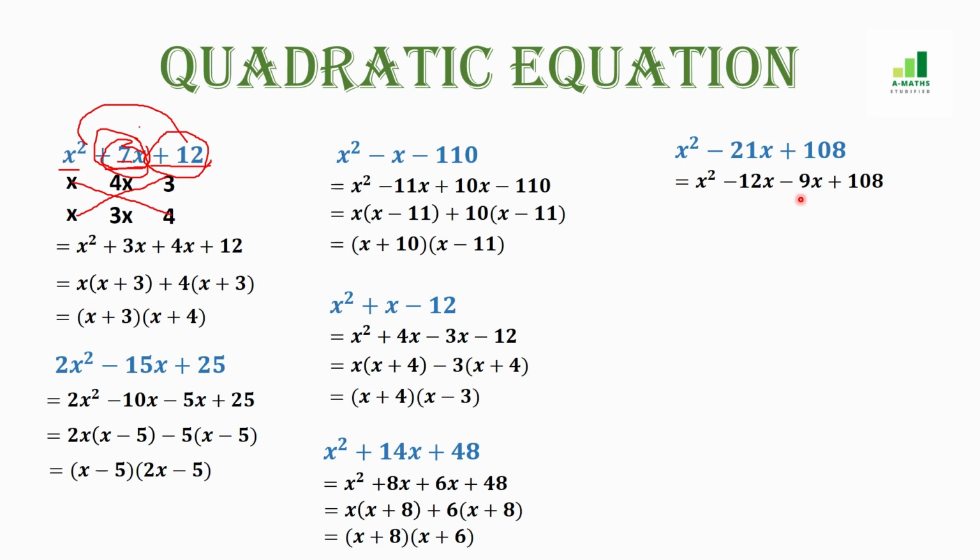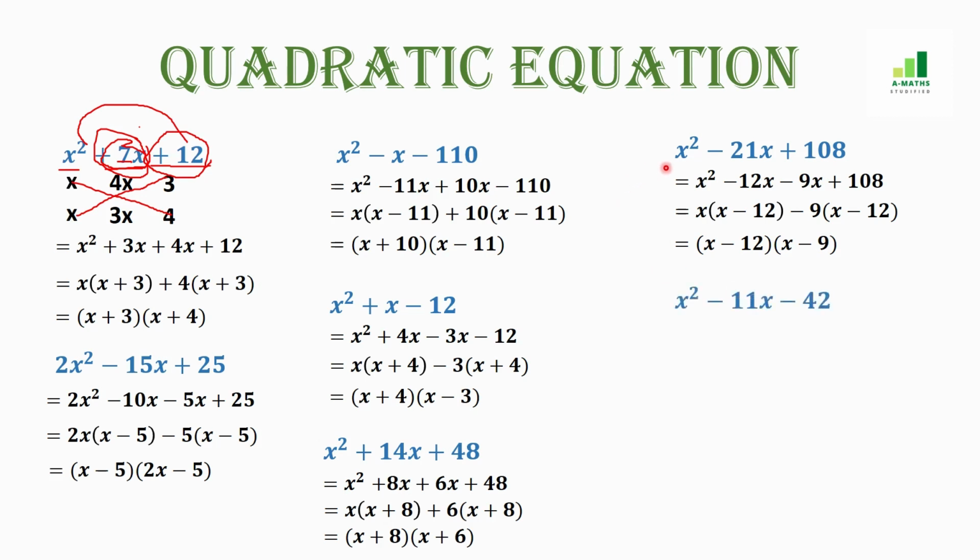So now I will divide this expression into two groups. First group is this one and second is this one. Now take x common from this group, then x minus 12 will be the remainder. Take minus 9 common from this group, x minus 12 will be the remainder. Now take x minus 12 common from this expression, then x minus 9 will be the remainder. This is the factor for this equation.